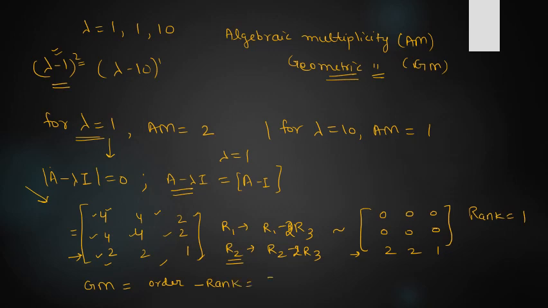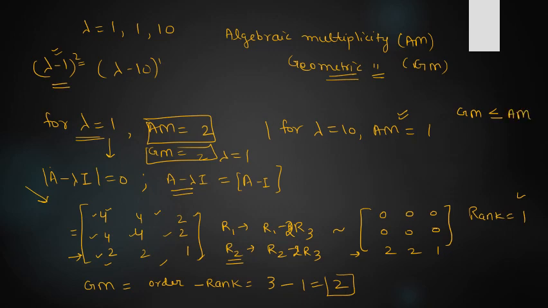So what's the order? 3 by 3. That means take any of the row or column. 3 minus rank is what? 1. So for this, your algebraic multiplicity is 2 and geometric multiplicity is also 2. Okay. So what do we mean by this? Also, if your algebraic multiplicity is 1, remember this is the rule that geometric multiplicity can never be greater than algebraic multiplicity. It can be equal or less than. So for this, geometric multiplicity would be 1 only, right?